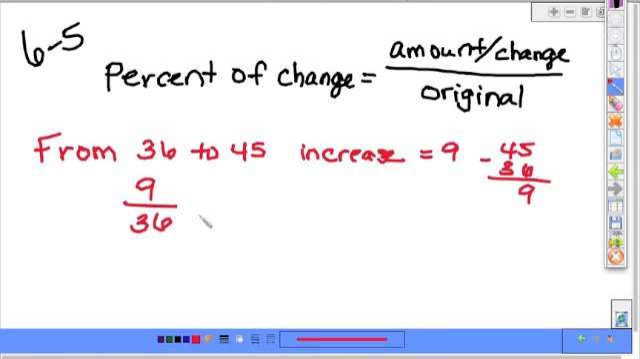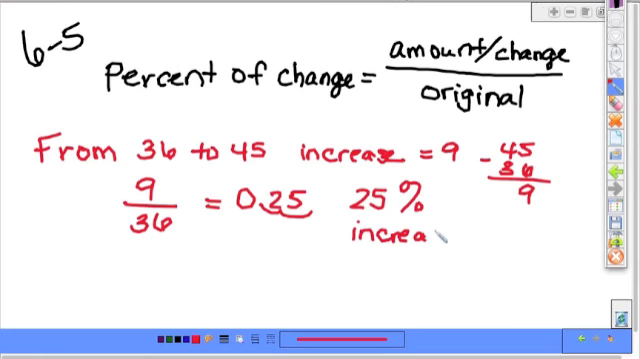When we divide this out, knowing the top number goes inside the box, we get 0.25. And if you remember, to find the percent, you move the decimal to the right 2 places, and I get 25%. So this was a 25% increase. Okay, let's try one more.